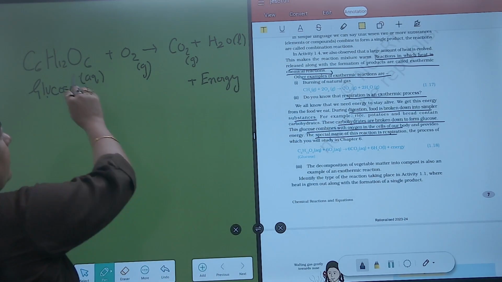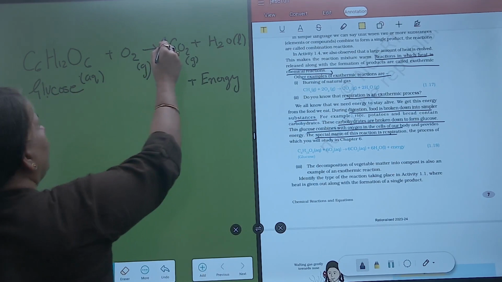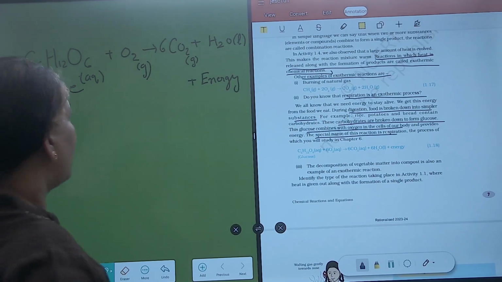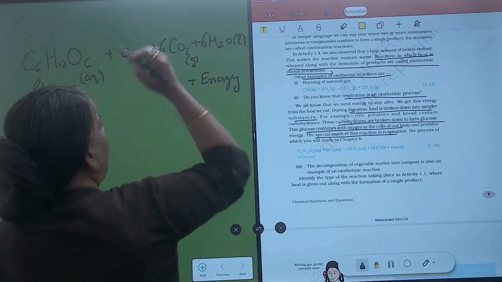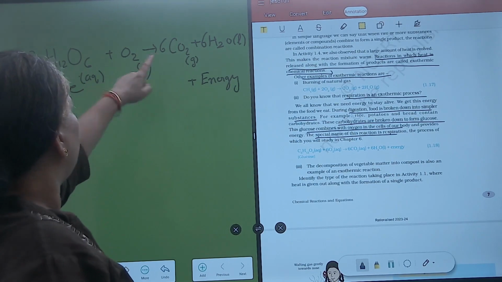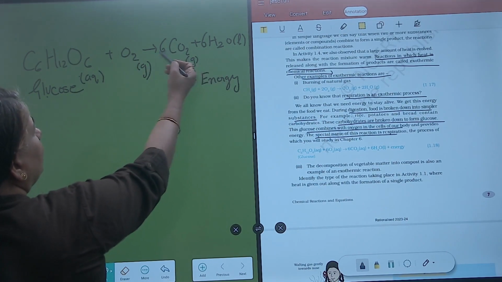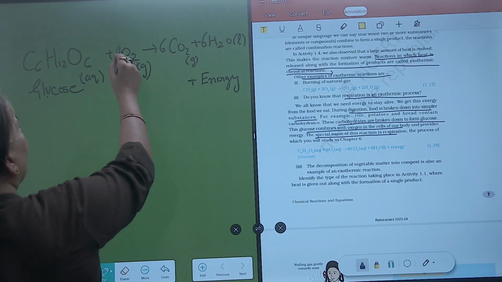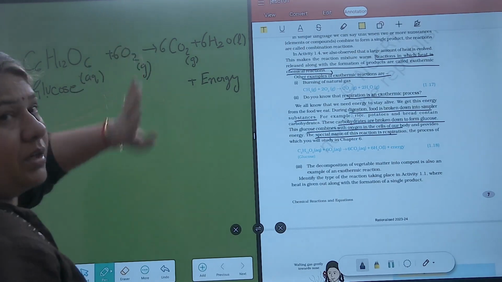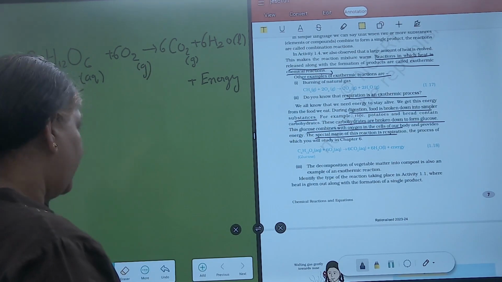Okay, we can start balancing. On the LHS we have 6 carbon, so we put here 6. We have 12 hydrogen on the LHS, so we'll put here 12. So carbon and hydrogen are balanced. Now let's check oxygen. 6 2s are 12, and 12 and 6 make 18. So what we can do, we can put here 6. 6 2s are 12 and 6, 18. Now the equation is balanced.